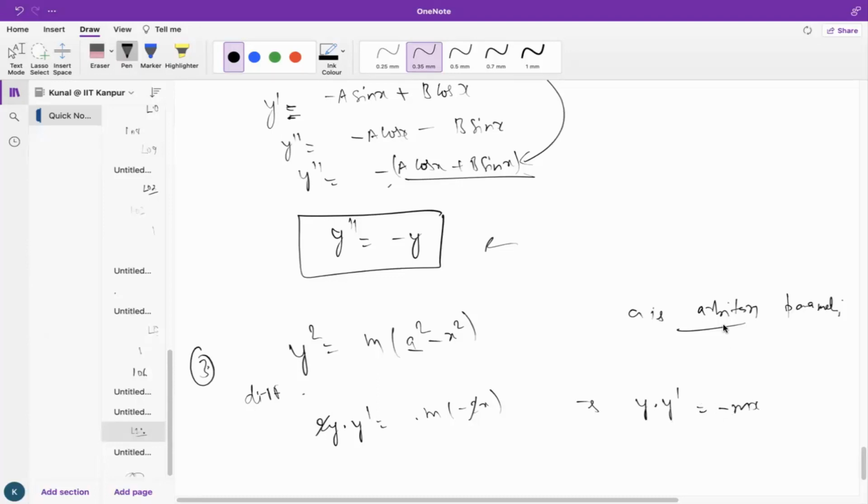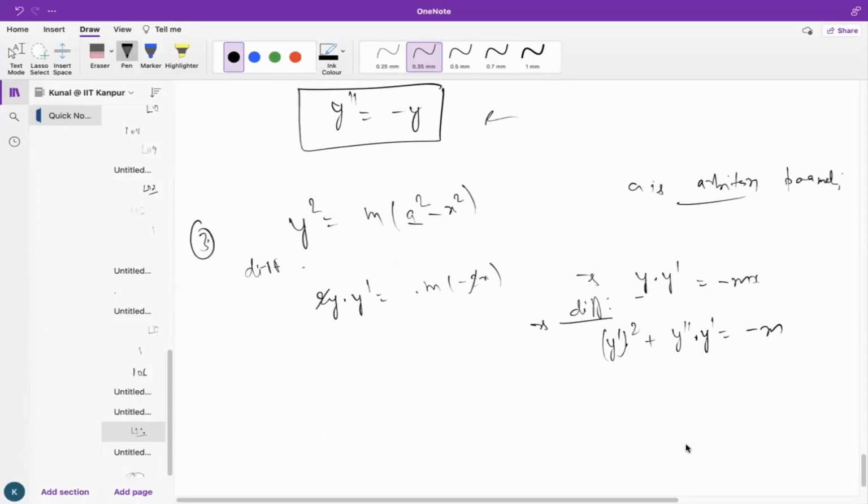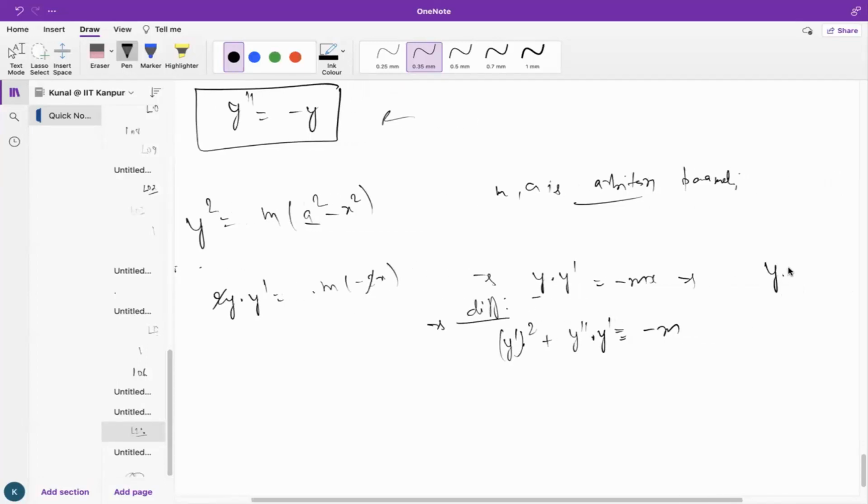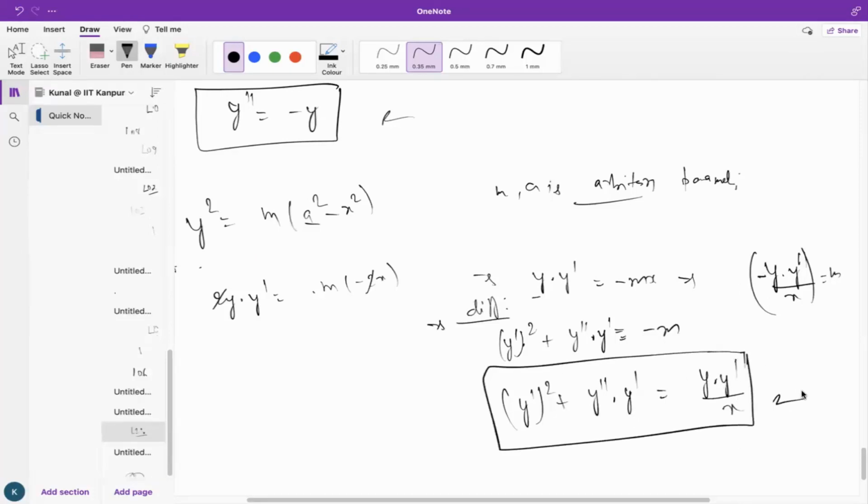Ek baari aur differentiate kar dete hain na. So differentiate once again. So what we will get? Basically y dash ki whole square aa jayegi, if first we are using the product rule. There will be y double dash, y dash, and there will be minus m. And okay, now what we can write here for m, because we have to remove the arbitrary parameter. So we can write m is equal to y into y dash by x. This is our actually m. So try to write it here. So y dash square plus y double dash y dash is equal to the value of minus m in that thing, what, y y dash by x. So this is what our differential equation looks like.